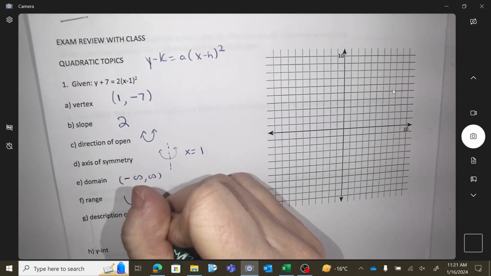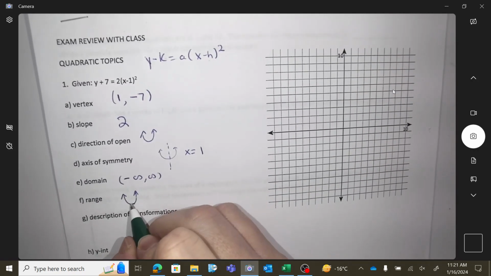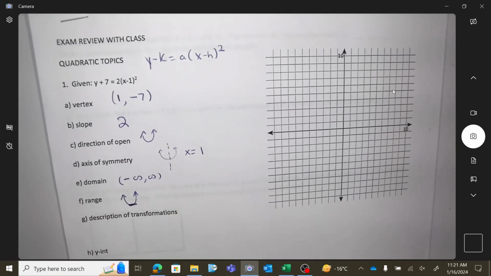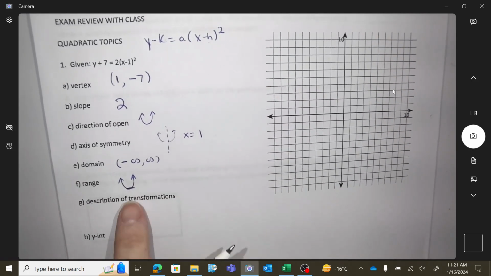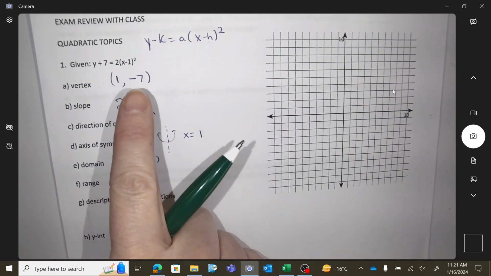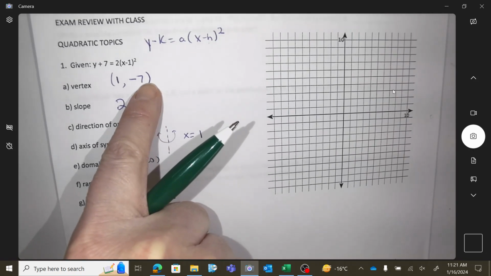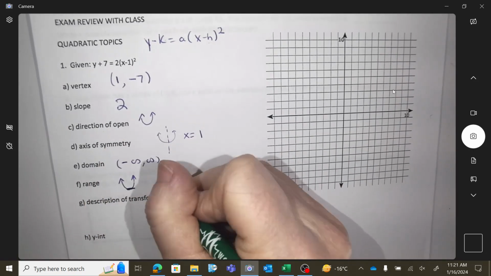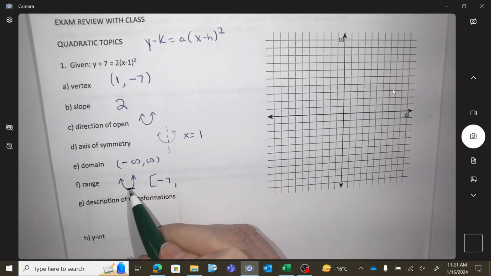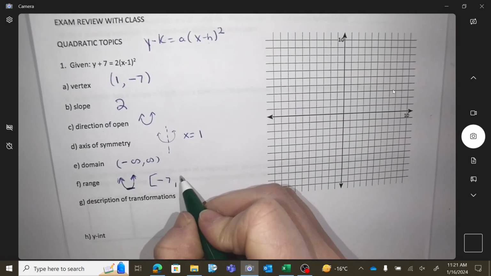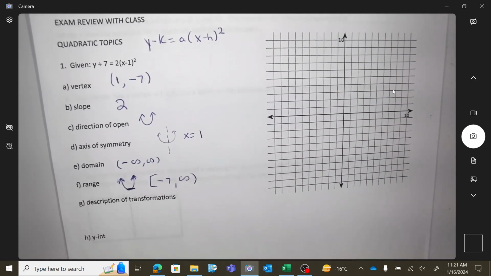And the range. What's the lowest height? There's a low height here. What is the lowest height? Where do you get the height of that from? Would you look there? Negative 7. And then it shoots up, up, up, so infinity.